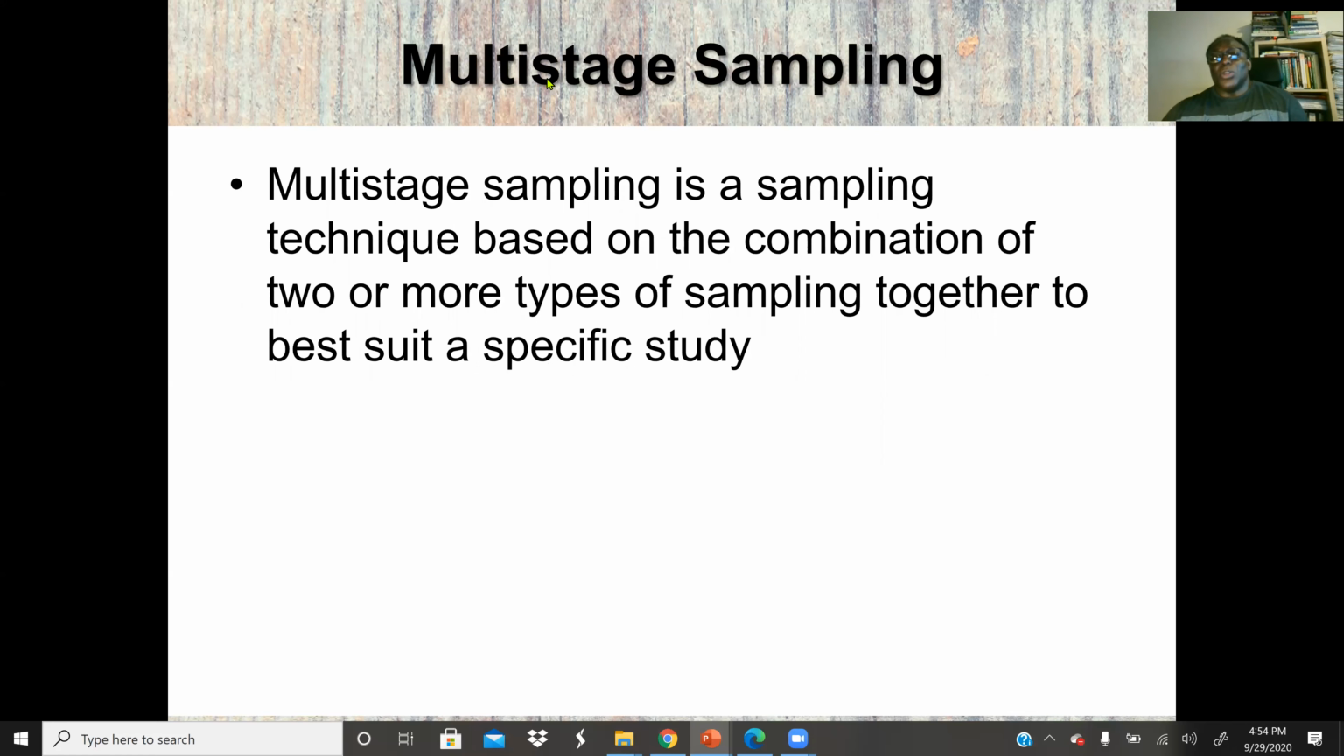Then also we have multi-stage sampling. In multi-stage sampling, the keyword is multi. We have 2 or more stages. It's a sampling technique based on the combination of 2 or more types of sampling together to best suit a specific study.